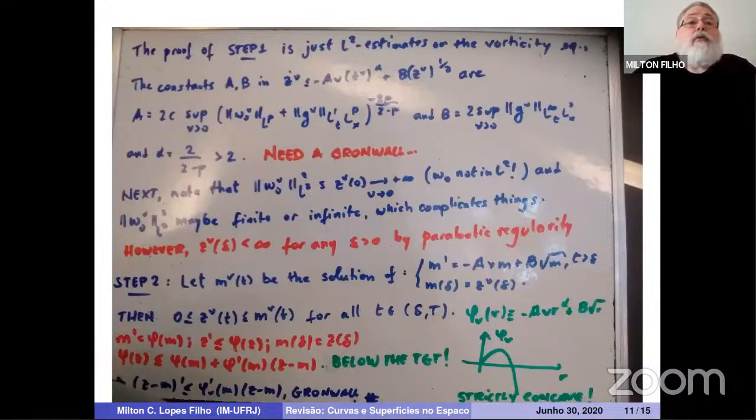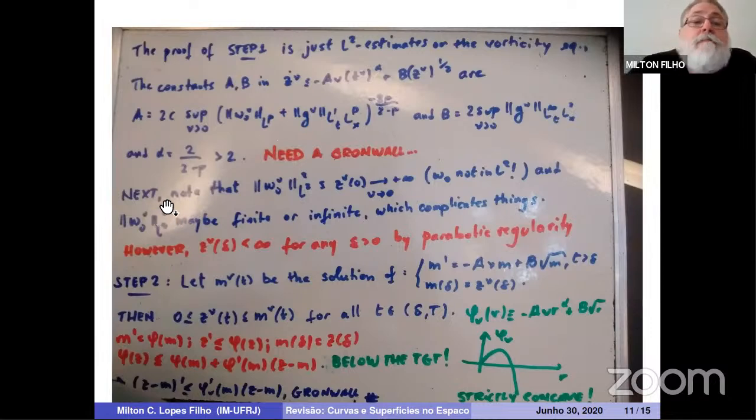So the proof of step 1 is just an L2 estimate on the vorticity equation. The constants A and B that you get are given here. I'm not going to go over this, but that's what it is. Put in the vorticity equation, do the L2 estimate on vorticity, and that's what pops out, with these particular constants. So you need a Gronwall to be able to do this.